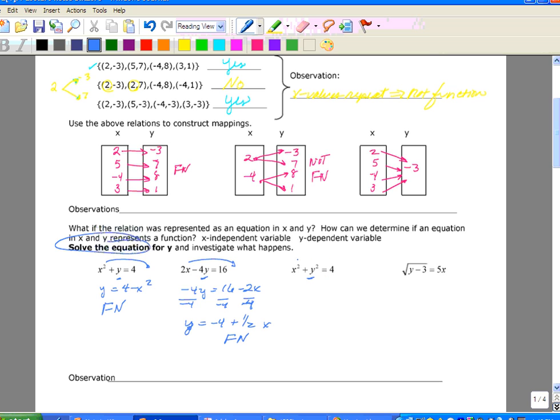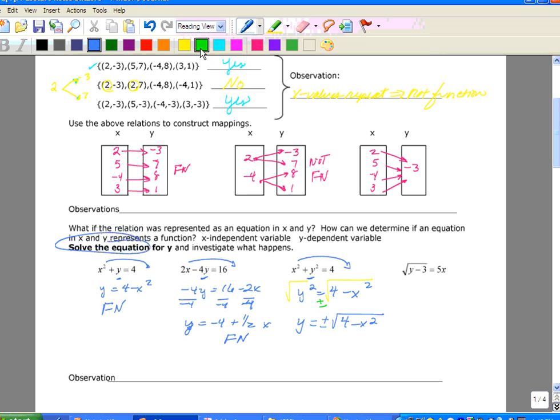Let's solve this one for y. Let's take the x squared over. This one's a little different though, because to finish this up, to get rid of the square on the y, we've got to square root each side. And when we square root both sides, we've got to remember to incorporate a plus or minus, which gives us our equation to be y equal to plus or minus the square root of 4 minus x squared.